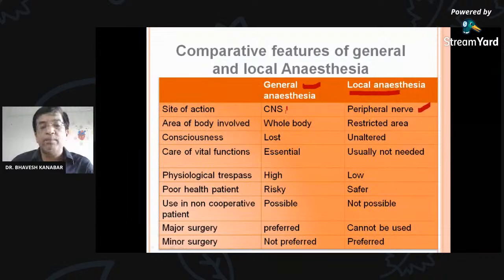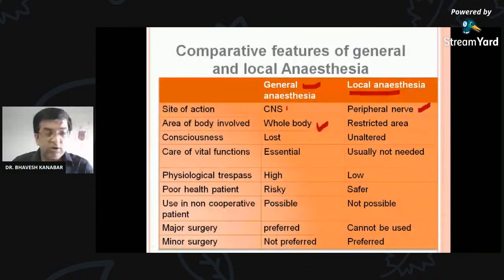So the site of action in general anesthesia is the CNS, while in local anesthesia it is the peripheral nerve. Remember these comparative features; I will ask them in questions again. The area involved in general anesthesia is the whole body, while the affected area in local anesthesia is only the localized part, suppose the hand where the surgery is going to be done. Let me check again whether we are live or not, because the connection was unstable previously.